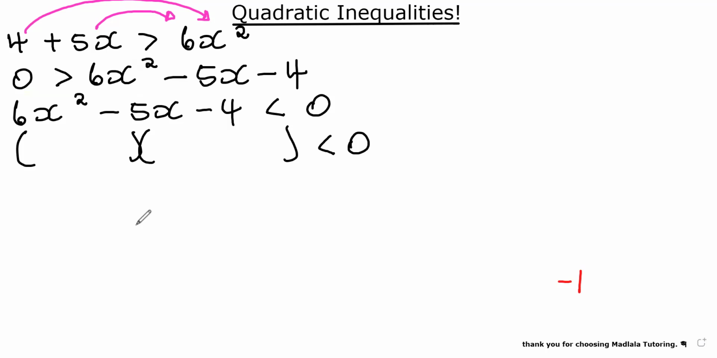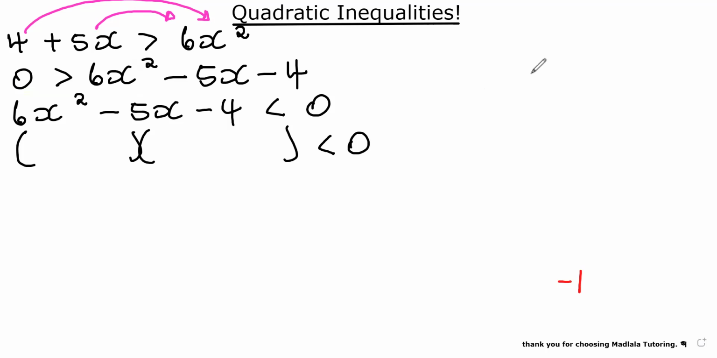So you can quickly go to your calculator and substitute into the quadratic formula. You say negative into -5 plus the square root of -5 squared minus 4 into a, which is 6, c, which is -4, and then divided by 2 times 6.